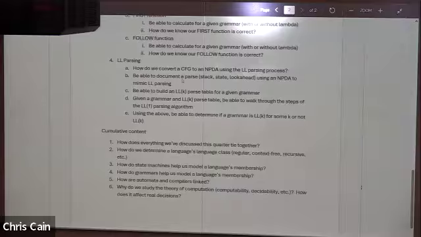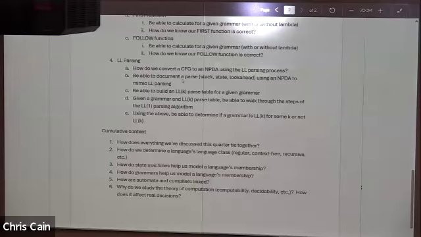And with all the above, be able to determine if a grammar is LLK for some K or not LLK. So be able to calculate the K if it is LLK and be able to show that it's not LLK for any K if it's not. So that's everything from LL.